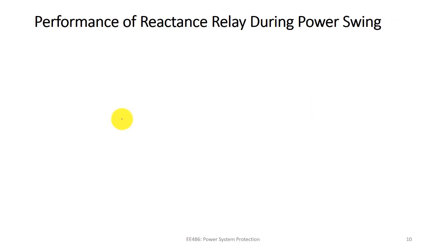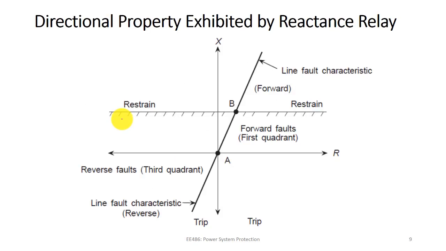So the directional property, in fact, it doesn't show. And we can see here, under forward fault it is in the first quadrant, and under reverse fault it is in the third quadrant, so it is in the trip region as well, right?